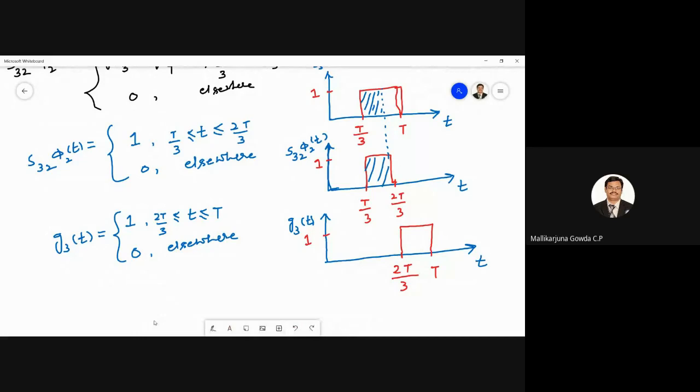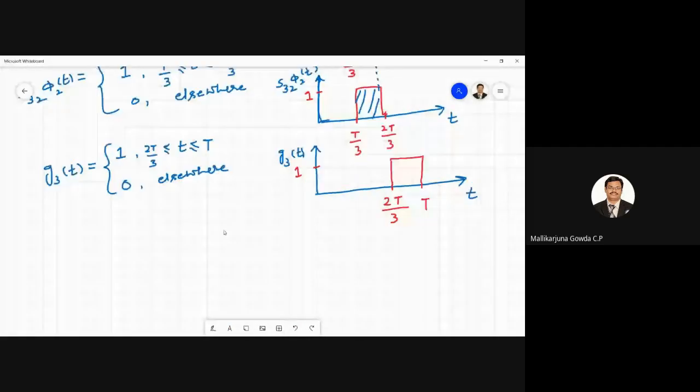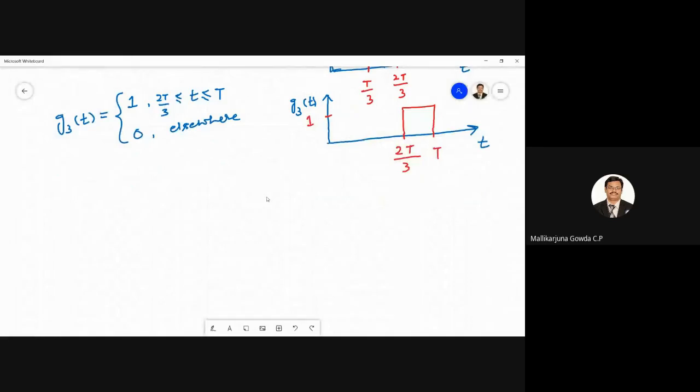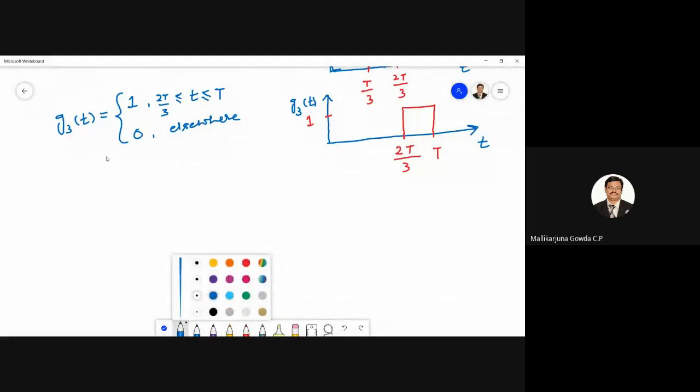Sovik, can you say what is the energy of the signal? I have written what is G3 of t. Can you tell me how do I find the energy of the signal? I denote energy of the signal as Eg3. First tell the formula. What is the formula for finding energy of the signal? Sovik Roy, are you there with me?